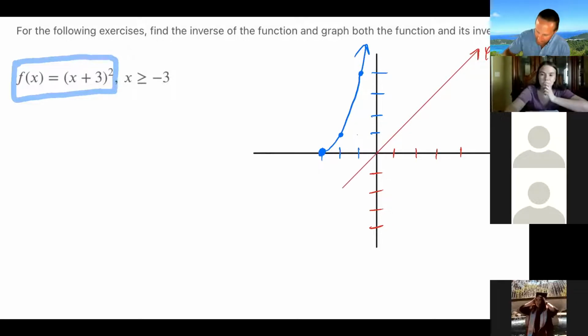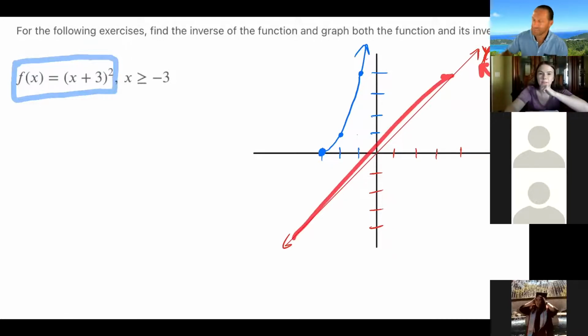It is the line y equals x. Do you guys remember why it's y equals x? What is the inverse of y equals x? X equals y. It's the same thing. That's right. So what Mel said was by doing both. Well, what does that mean?